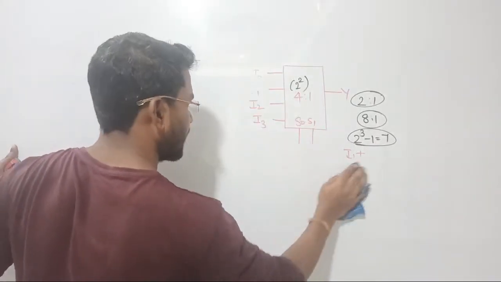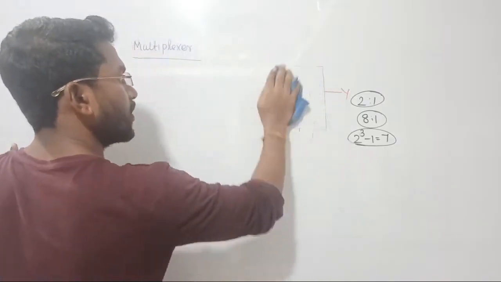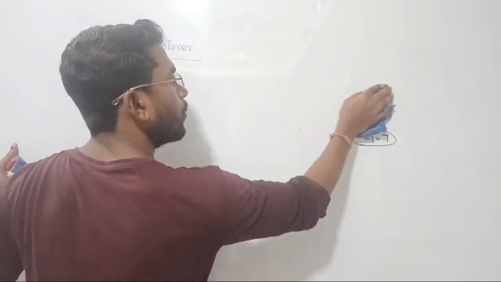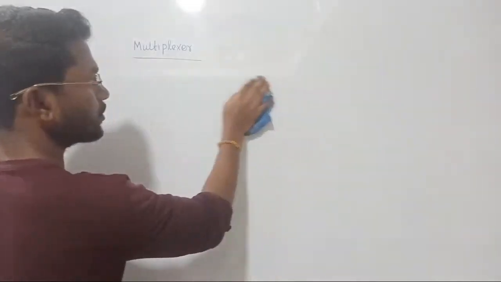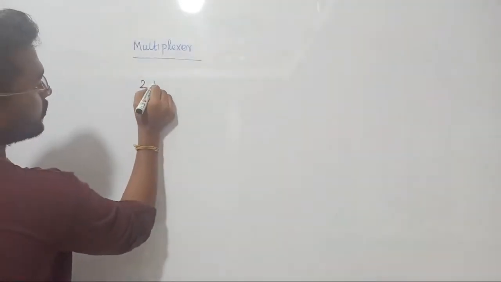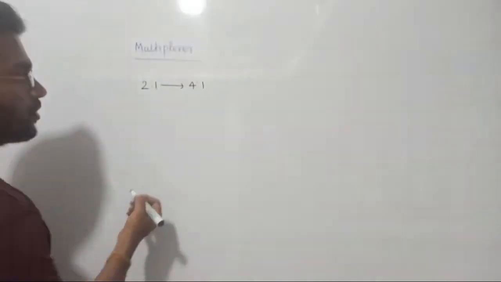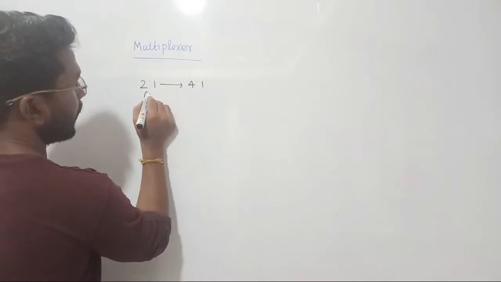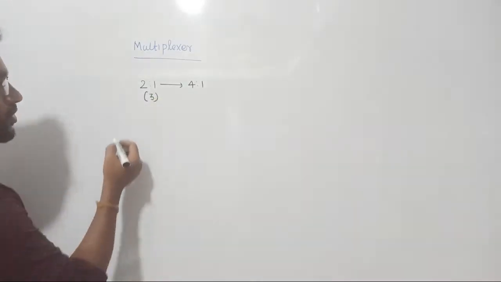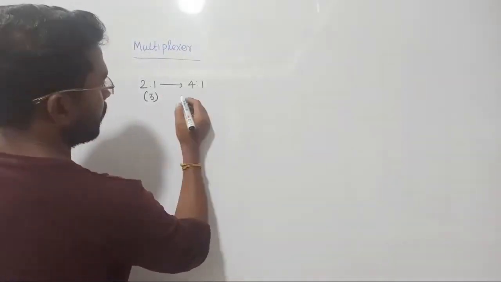See, just to understand, you need not memorize anything here, and I am not forcing you to do anything. The question is how many 2 cross 1 muxes should be required in order to design a 4 cross 1 mux. So we got the answer as 3. Actually, we can write this in a different way.